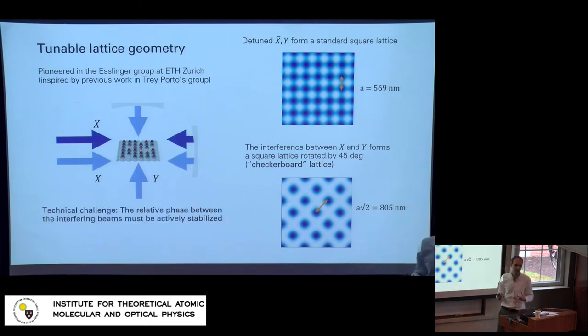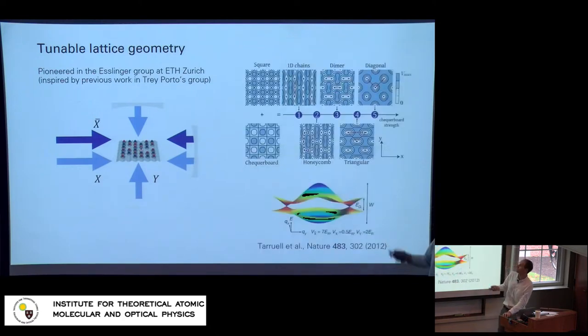The technical challenge here is to stabilize the relative phase between these two interfering beams in order for this interference pattern to be stable in intensity and potential. That requires quite a bit of thought and work to have it working properly. In Tilman's group, they have been able to demonstrate a variety of geometries. By changing the relative intensity between these different beams, you can achieve honeycomb lattices with Dirac points, diamond lattices, and also triangular lattices, and there has been a wealth of nice results coming from this group.